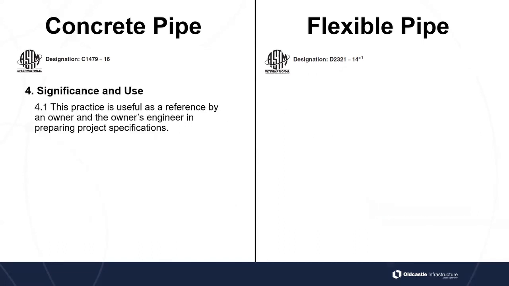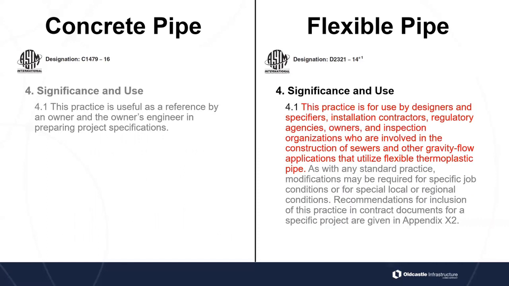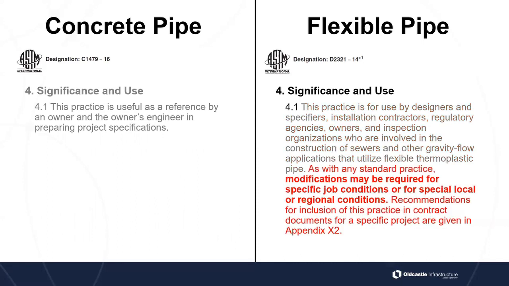Okay, so when we move on to section 4, the significance and use. For concrete pipe, this practice is useful as a reference by an owner and the owner's engineer in preparing project specifications. But for section 4 of flexible pipe, this practice is for use by designers and specifiers, installation contractors, regulatory agencies, owners, and inspection organizations who are involved in the construction of sewers and other gravity flow applications that utilize flexible thermoplastic pipe. Now, here's the precaution here. As with any standard practice, modifications may be required for specific job conditions or for special local or regional conditions.